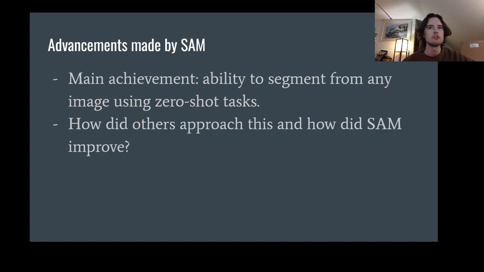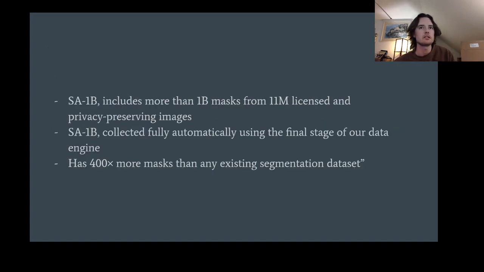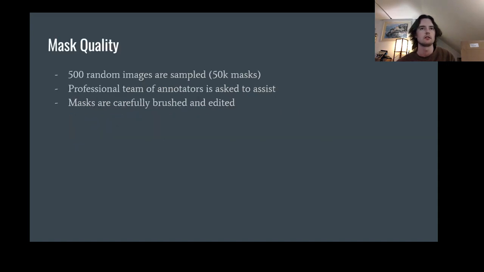The main novel achievement that SAM accomplished over all segmentation is the ability to segment from any image what is described in any prompt by zero shot. So how did they improve upon this competition? The final dataset, SA1B, includes more than 1 billion masks from 11 million licensed and privacy-preserving images. SA1B, collected fully automatically using the final stage of our data engine, has 400 times more masks than any existing segmentation dataset.